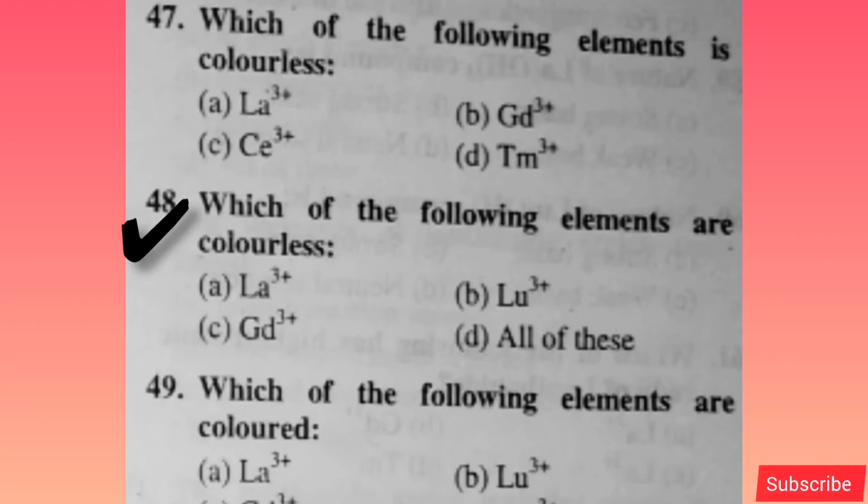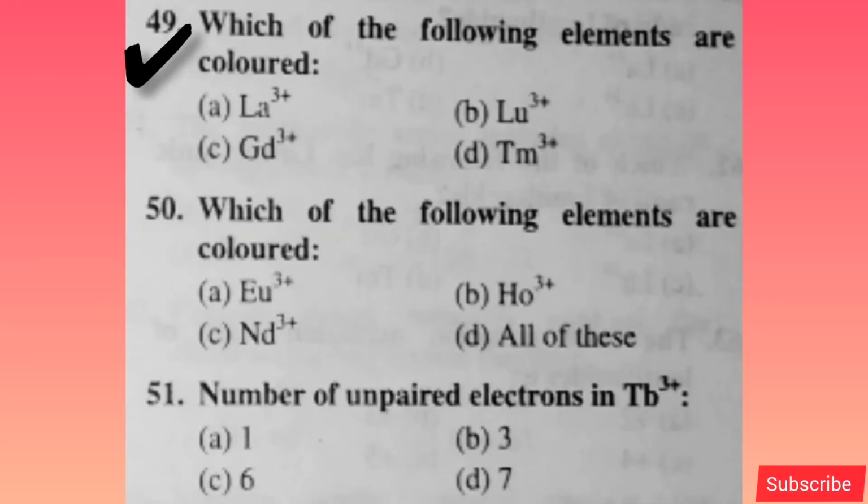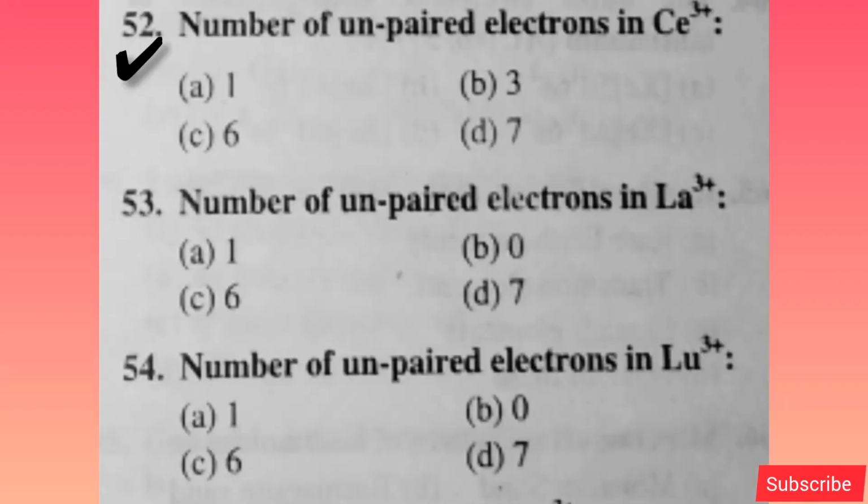Which of the following elements are colorless? Option D is correct. Which of the following elements are colored? Option D is correct. Which of the following elements are colored? Option D is correct. Number of unpaired electrons in Tb3+. Option C is correct. Number of unpaired electrons in Ce3+.